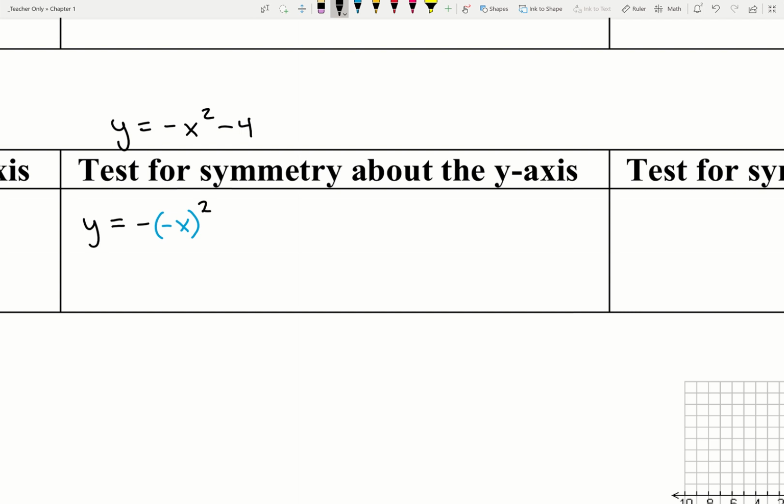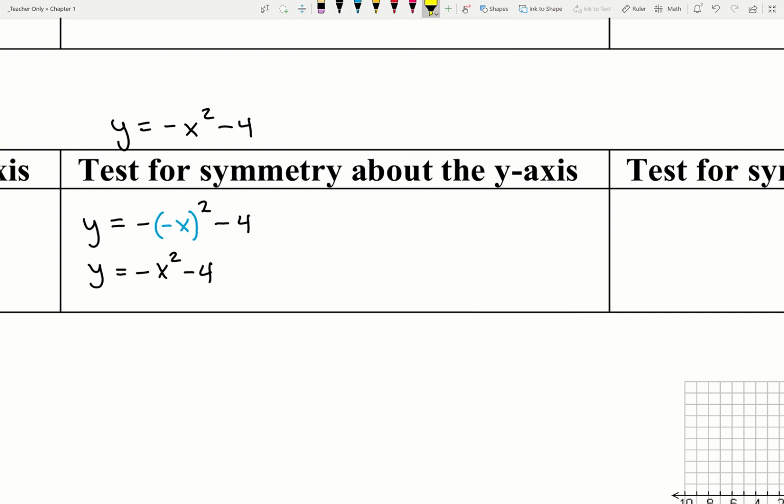And so when we take out x and replace it with negative x in parentheses, it's going to minimize mistakes. So what's going to end up happening here? Well, right here, if I take negative x and I square it, that's going to end up giving me positive x squared. And then if I have that extra negative out in front, that's going to give me negative x squared. And then I still have that minus 4 chilling out back there.